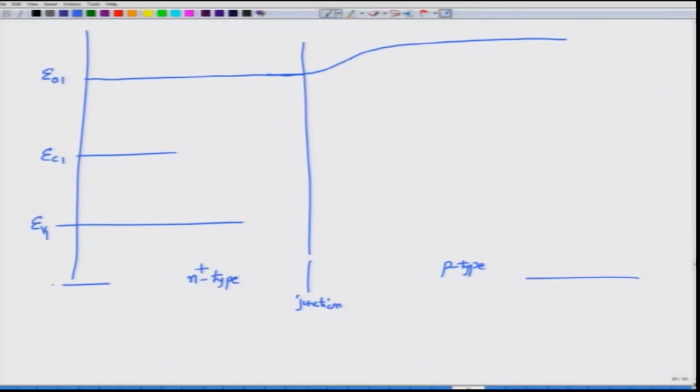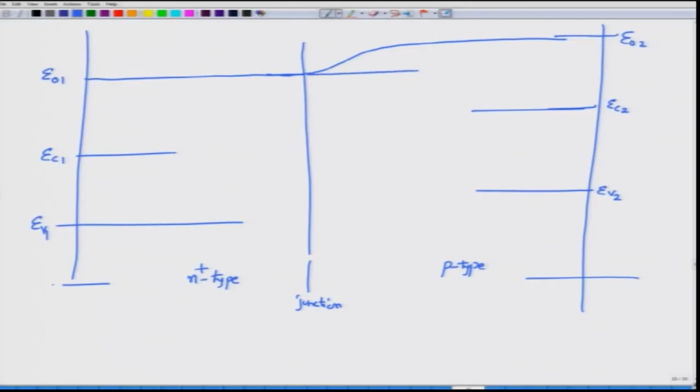On the right hand side you have a similar valence band. Now, the valence band is shifted up compared to EV1, and the corresponding conduction band is also shifted up, and the corresponding vacuum level is also shifted up. The vacuum levels having shifted up means that you have a certain potential difference set up across the junction, and most of this potential difference exists right at the junction itself, and this potential difference causes the electrons to respond.